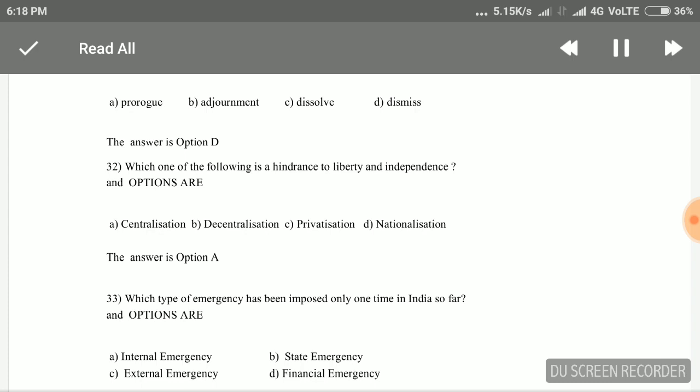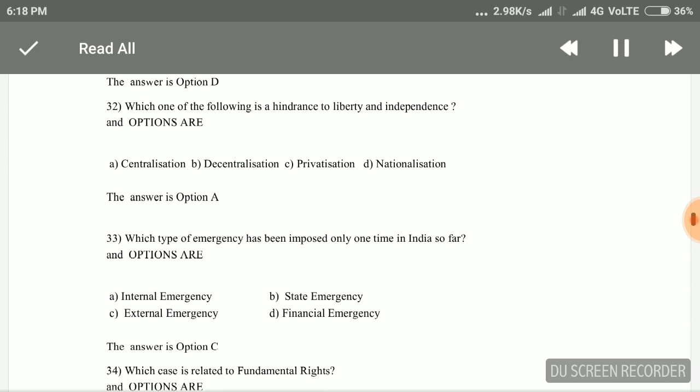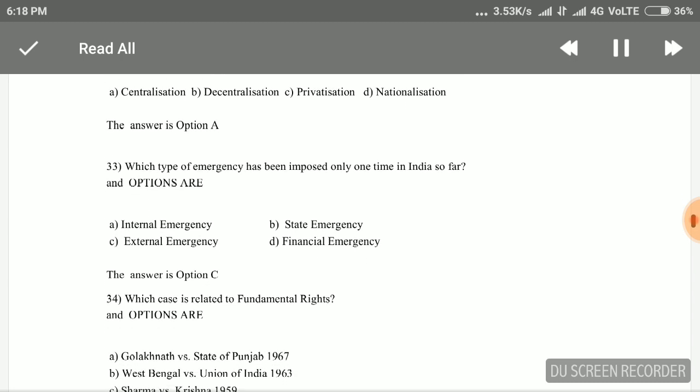33. Which type of emergency has been imposed only one time in India so far? Options are A. Internal emergency. B. State emergency. C. External emergency. D. Financial emergency. The answer is option C.